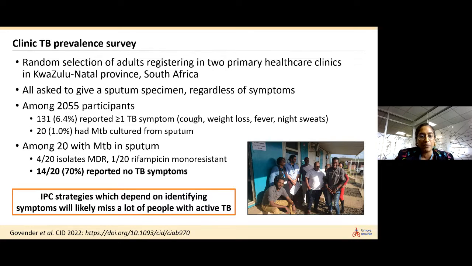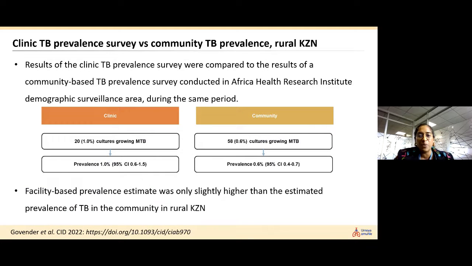We then compared our findings to the results of a community-based TB survey that was conducted in the demographic surveillance area of Africa Health Research Institute during the same period. And we found that the facility-based prevalence estimate was only slightly higher than the estimated prevalence of TB in the community in rural KZN.